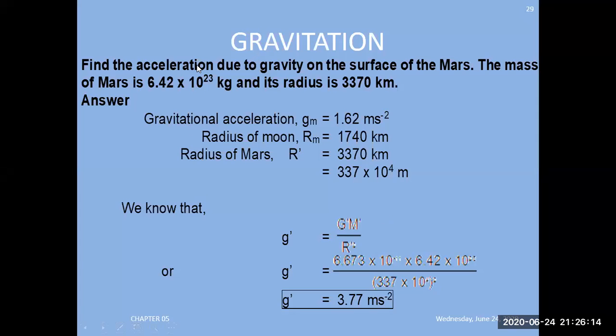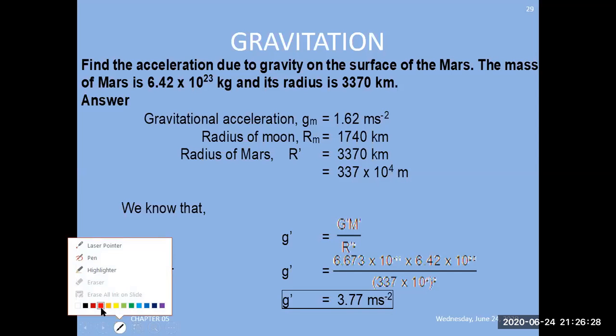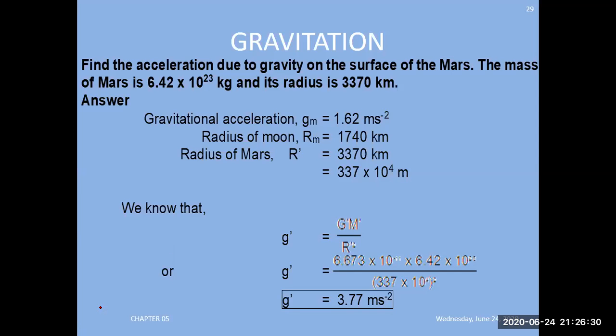Now, today's problem is: find the acceleration due to gravity on the surface of Mars. The mass of Mars is this many kgs, and its radius is this. If you look at this problem, we have already discussed how to calculate the value of g.